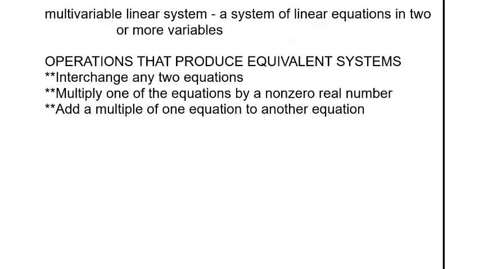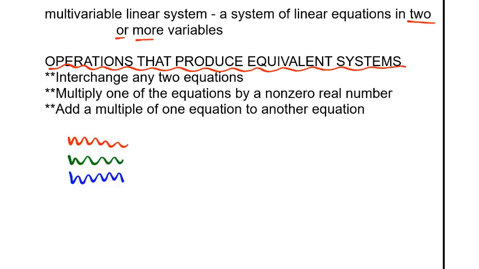A multivariable linear system is a system of linear equations in two or more variables. We have different operations that produce equivalent systems. So you only have three things that you can do. Only three? Yeah, only three. Our first one is interchange any two equations. So let's say I have three different equations. What that allows me to do is change those orders. So I switch the second and the third one.